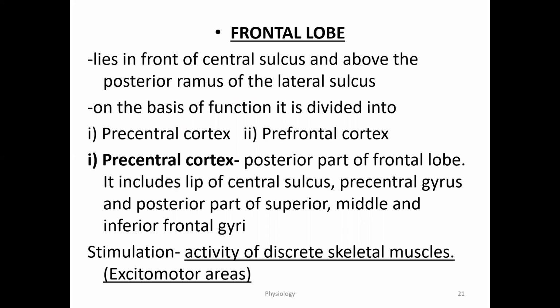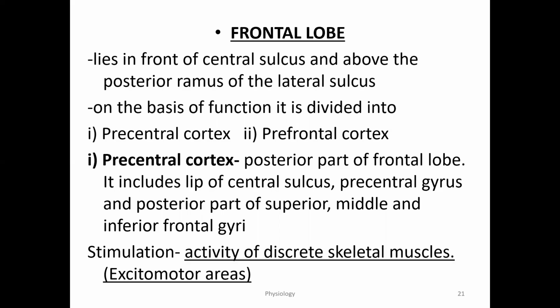So let's start first with the frontal lobe. As the frontal lobe is mainly for the motor cortex, we are going to see in detail about the frontal lobe. It lies in front of the central sulcus, that is area number 4, 6, mainly 8. It contains two important structures, the precentral cortex and the prefrontal cortex. Precentral cortex is present in the posterior part of the frontal lobe, and scientists found that stimulation of this area leads to the activity of discrete skeletal muscles.